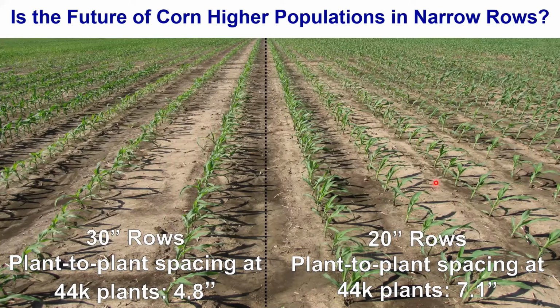Here we're capturing more sunlight, holding more moisture in the soil, and we're going to close that canopy a lot quicker. We're going to achieve maximum light interception earlier in the season than we would with a 30-inch row system.